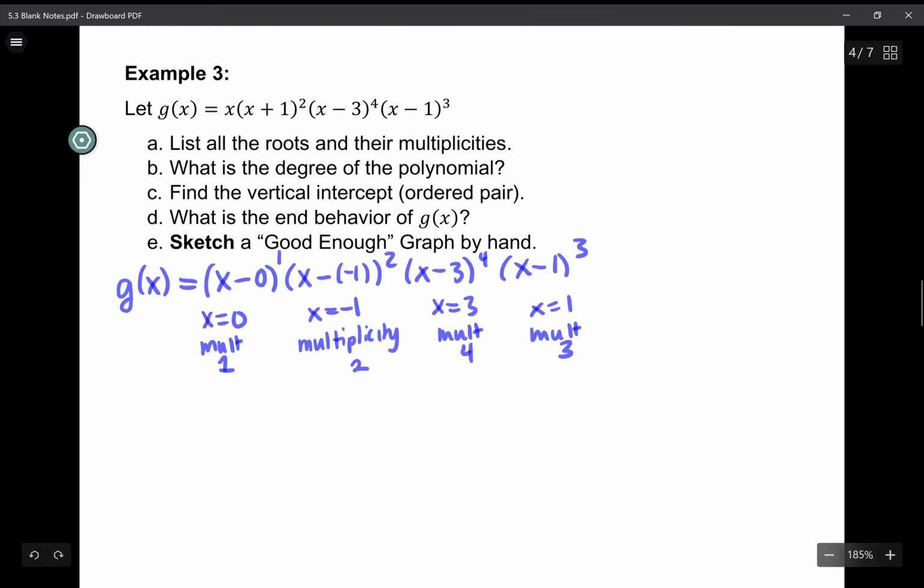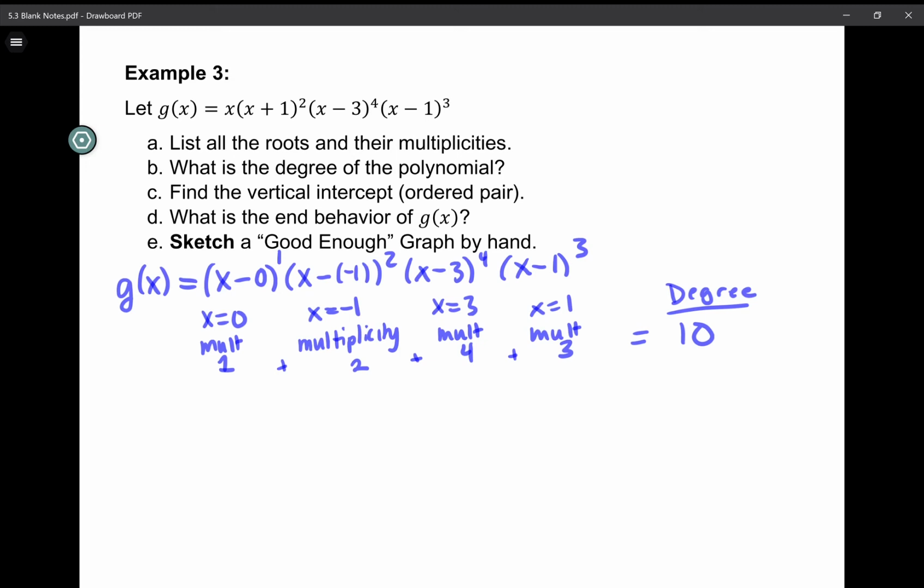What is the degree of this polynomial? Well, we want to add up all these multiplicities to get the degree, right? So I'm just going to add across. 1 plus 2 plus 4 plus 3 is 10. So this is going to be a degree 10 polynomial.